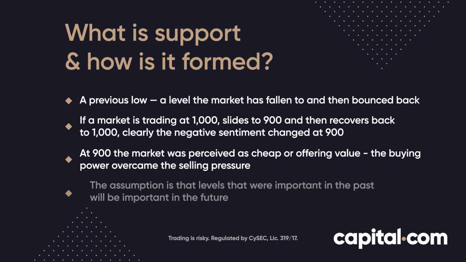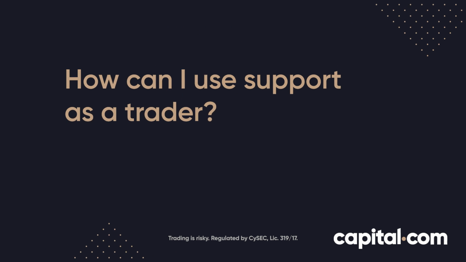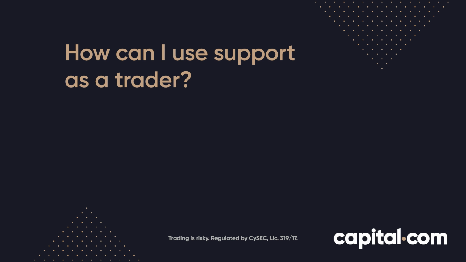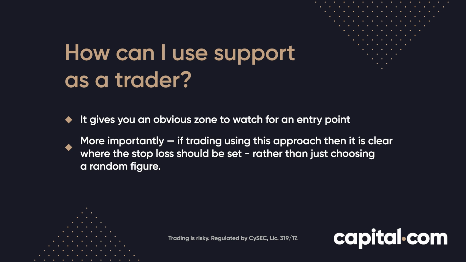So how we use this as traders, the assumption is that levels that were important in the past will be important again in the future. So how can I use support as a trader? It gives you an obvious zone to watch for an entry point. In a second, we're going to look at a few examples and you'll see how it plays out. But arguably more importantly, if you're trading using this approach, then it is very clear where the stop loss should be set. Rather than just choosing a random figure 20, 30 points away, you've got an absolute level where if that level gets broken, the reason for the trade has gone.